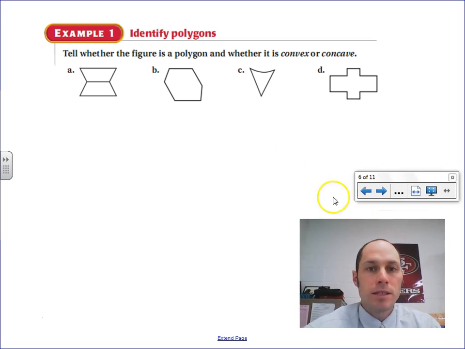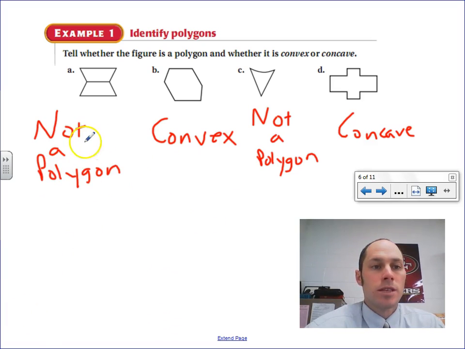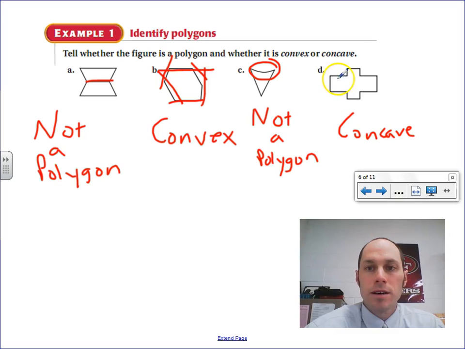So take some time, pause the video, list whether these are convex or concave, and restart it when you're ready to see the solution. Example A is not a polygon because one of the sides goes into the interior of the original figure. B is convex. If I extend the lines, nothing goes into the interior if I draw it correctly. C is not a polygon. We've got a curved side there. D is concave. If I extend the lines, they go into the interior.